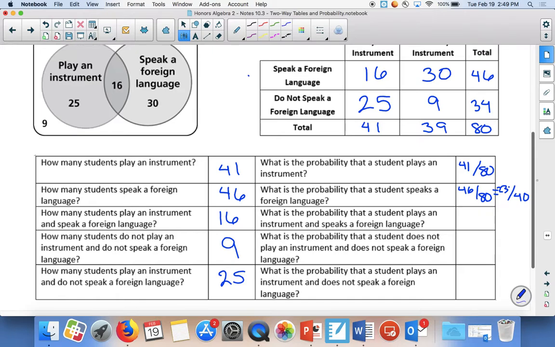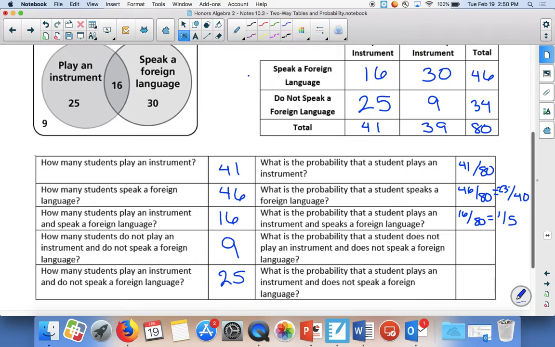And then the other thing we need to do is figure out from here, okay, so it says how many students play an instrument and speak a foreign language. Well, that's 16 out of 80 because it's a total, right? I'm not manipulating this just yet. So we're sticking with just the overall total, 80. Well, what does that reduce down to? Isn't that 1 out of 5? Okay.